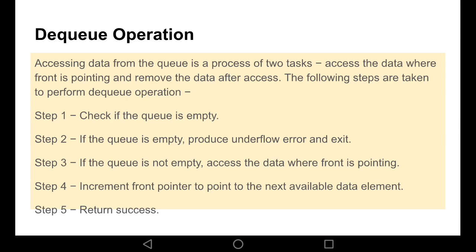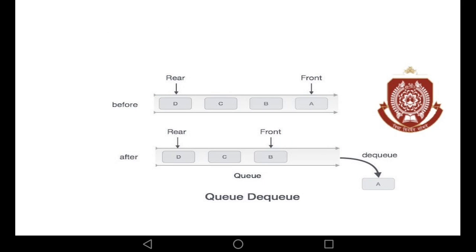Now I have the dequeue operation. Accessing data from the queue is a process of two tasks: access the data where front is pointing and remove the data after access. Now with dequeue, I want to remove data from my queue. So what I have to do is check if the queue is empty. By the isEmpty method I can check whether it is empty or not. If the queue is empty, produce an underflow error and exit. Now if the queue is not empty, I can delete some of the data if I want to. So I will have to access the data where front is pointing and increment the front pointer to the next available data element. After the data is removed from the queue, I'll show the success message. So here I can show a great algorithm example of the dequeue operation.